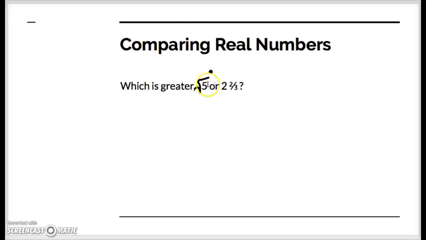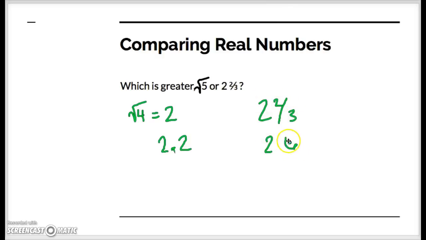Well, I know the square root of 5 is really close to the square root of 4, and I know the square root of 4 is 2. So that means the square root of 5 would have to be just over 2, maybe around 2.2. I'm estimating that. 2 2/3 is 2.6 repeating. So it's asking which one's greater. So that would be your 2 2/3.